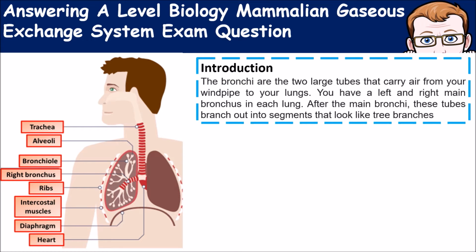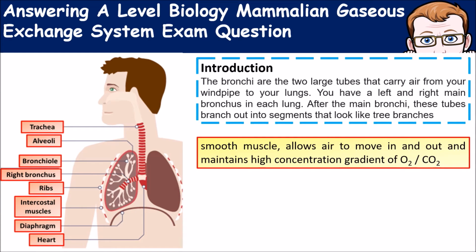Next bit that we need to think about is the bronchi. The bronchi are two large tubes that lead away from the trachea. Key thing is that they're covered in smooth muscle. Remember, be specific on the type of muscle that it has. This allows the movement of air in and out and helps maintain the concentration gradient of oxygen and carbon dioxide.